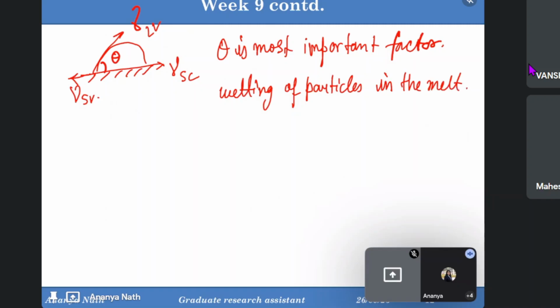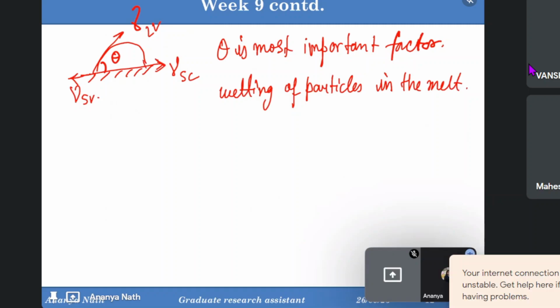The next topic, ma'am, was... yes. Excuse me, ma'am. Ma'am, here I am having a doubt. How are we getting this direction of the surface energy, like gamma SV is in the left direction and gamma SL is in the right direction, like this?